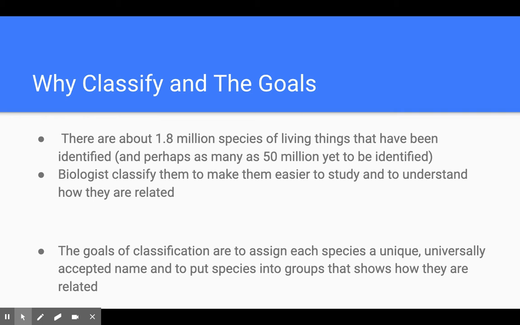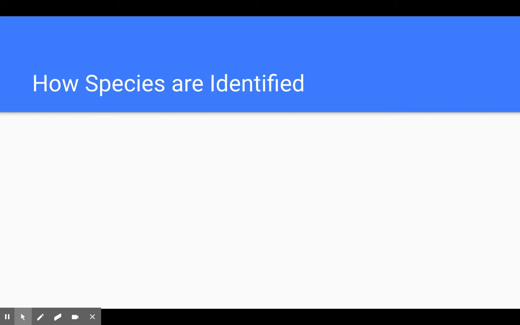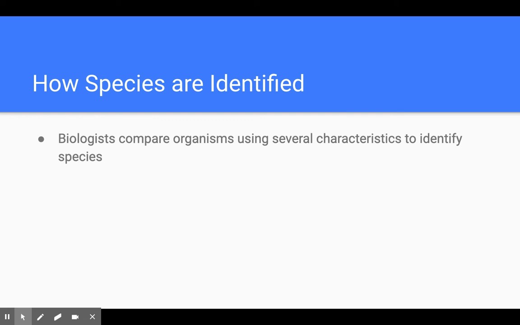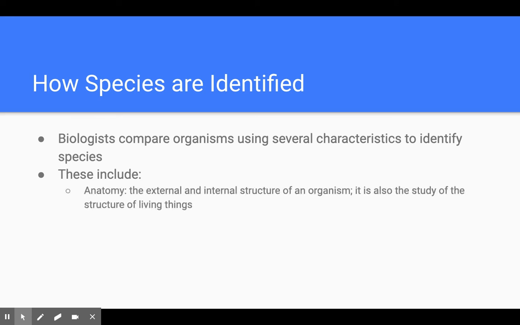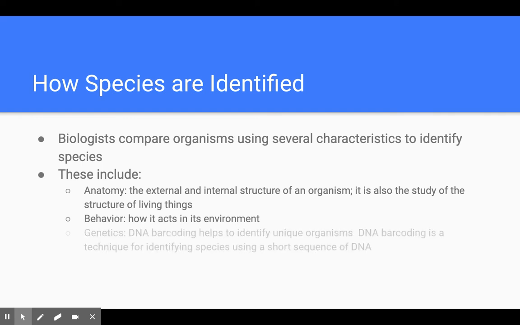Another goal is to put species into groups so that we can show how they're related. So, how do we identify species? Biologists compare organisms using a bunch of different methods. These include things like taxonomy, so the internal and external structure of an organism. They look at the behavior, how the organism acts in its environment. A big one is the genetics.